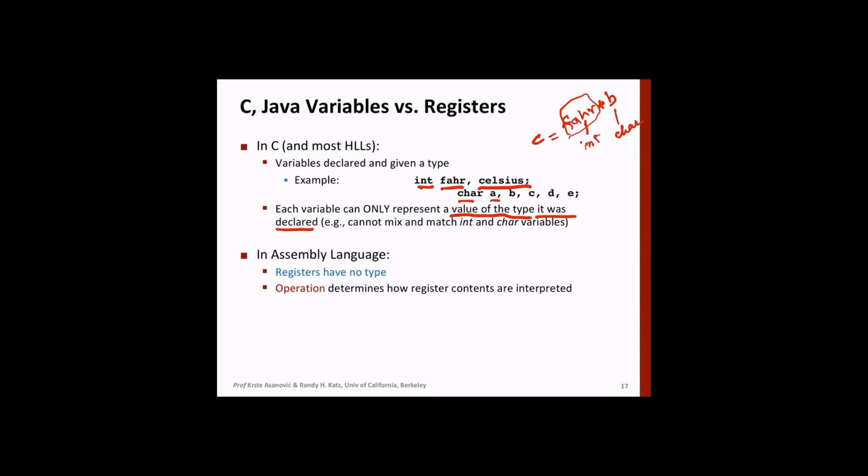So registers have no type. These registers are generally 32-bit registers. So it will store what? Zeros and ones. 0, 1, 1, whatever. And you can't define any type to that because we just treat this as a number. An operation is something through which we define how register contents are interpreted.